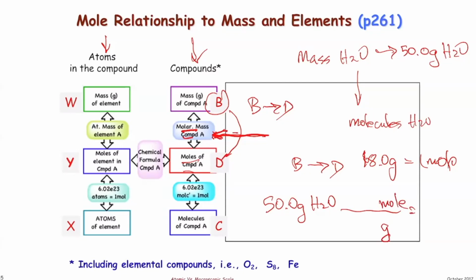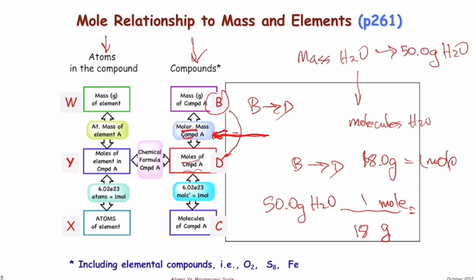See how I'm using the molar mass to make that calculation? 18 would go with the grams, 1 would go right here, and I would just take 50 and divide it by 18, and I would get the moles of water. Again, you're using this scheme right here.